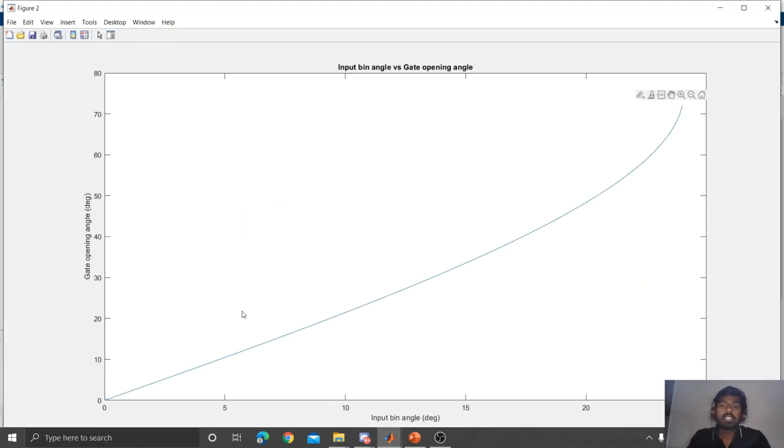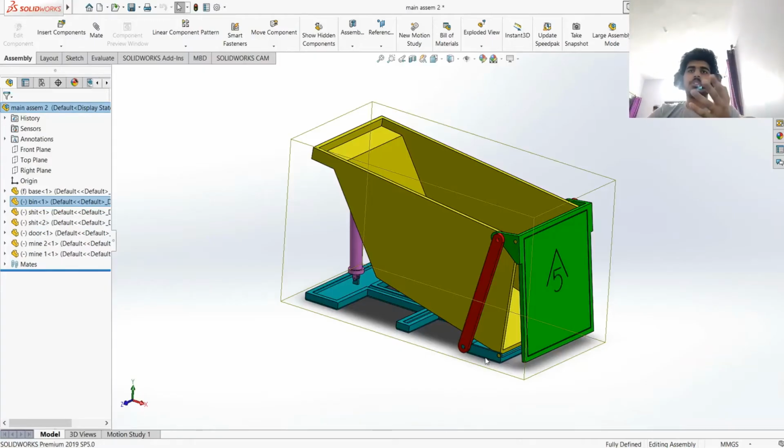Now you can see the graph of input bin angle versus gate opening angle. Here you can see that it goes straight for some length and then it gets curved. Now my friend Srikar will explain the CAD model of this problem. Thank you, Vishal. Let us proceed to the CAD model.